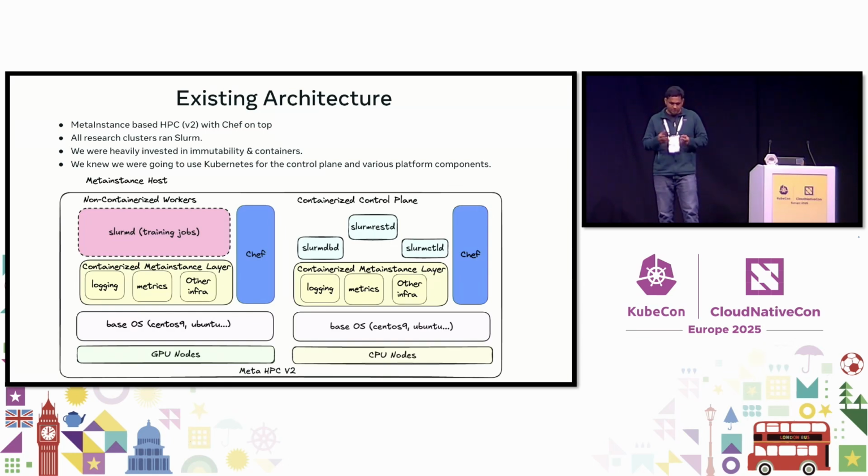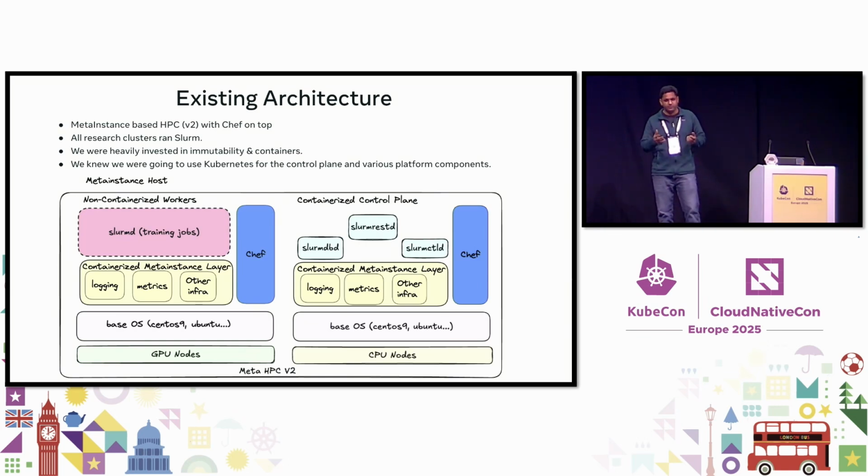In this case, on the CPU nodes, we typically run the control plane components. Those are easy to containerize, so we already have those containerized. But the Slurm component that runs on the GPU node and runs the actual workloads was not containerized, because it handles a lot of resource allocation and cgroup manipulation, and it also needs bare metal access, or direct access to the host, to control the resources and allocate them to the jobs. So this was our first implementation.